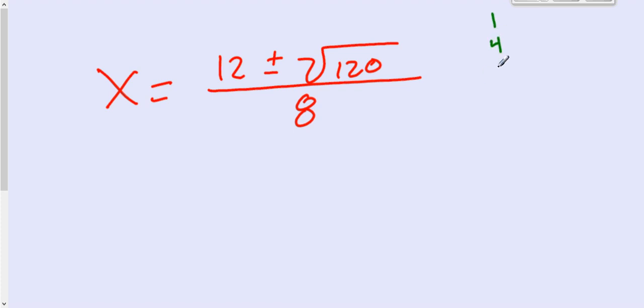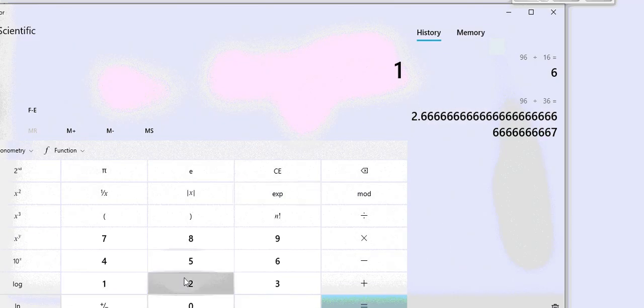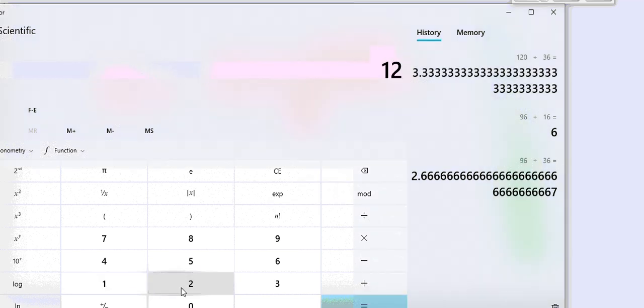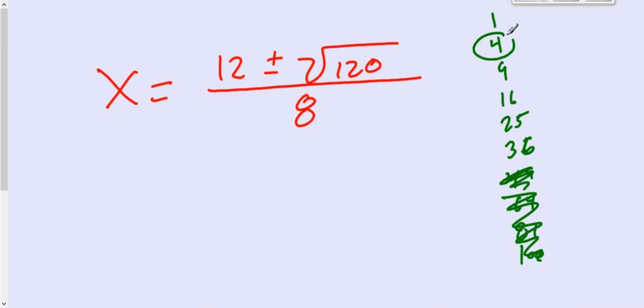1, 4, 9, 16, 25, 36, 49, 64, 81, 100. So none of these work. 49 doesn't work. 36, I believe 36 doesn't go in 120, but again, we'll check. 120 divided by 36. Yep, didn't think so. So maybe 120 divided by 16? Nope. 120 divided by 4. Yep, there it is. So the biggest number that goes into this one is 4.